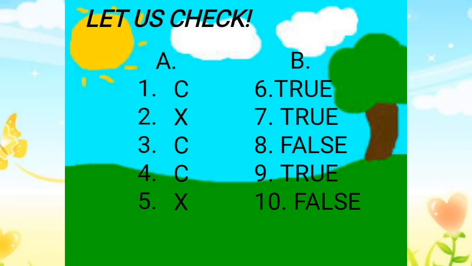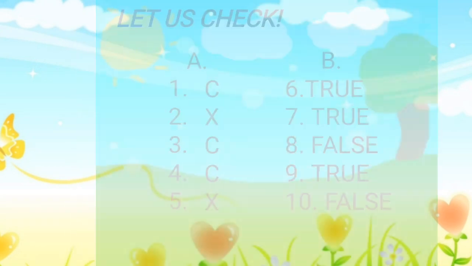Let us check your answers. For activity A, number 1, letter C. Number 2, X. Number 3, C. Number 4, C. And number 5, X. For activity B, we have number 6, true. Number 7, true. Number 8, false. Number 9, true. And number 10, false.